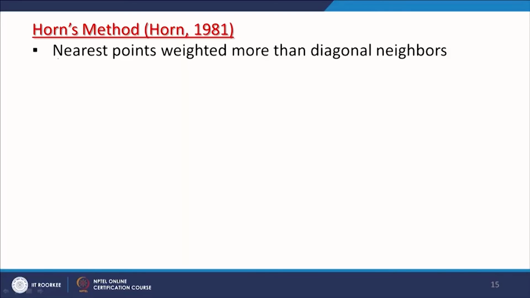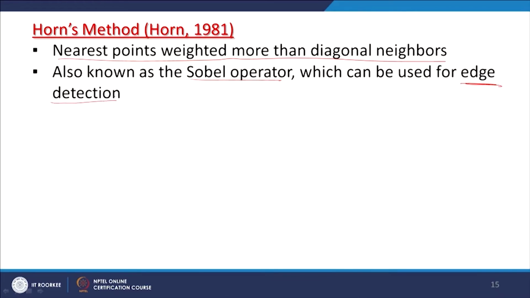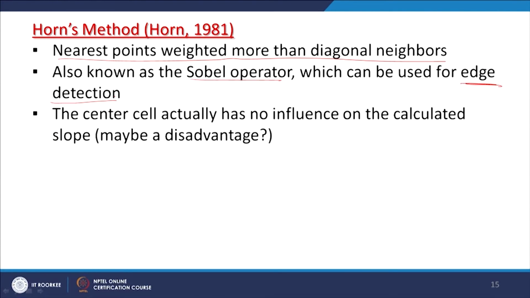Now the nearest points are weighted more than the diagonal neighbors if I choose this Horn method. This is also known as the Sobel operator in terms of spatial filtering in digital image processing. There we call it a Sobel filter. Here it is the Sobel operator, which can be used for edge detection. In digital image processing of remote sensing data, we use this spatial filter, the Sobel filter, for edge detection. So wherever we have sharp changes in the cell values, those are highlighted through this filtering technique.